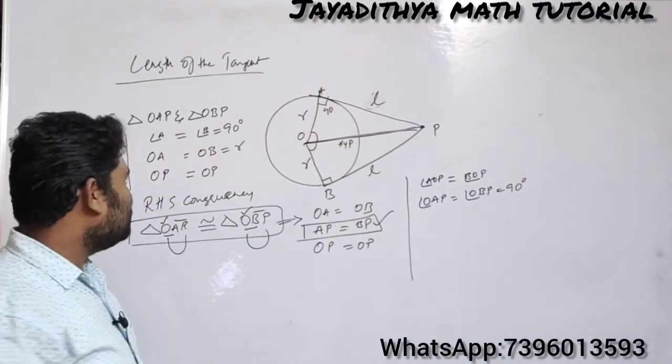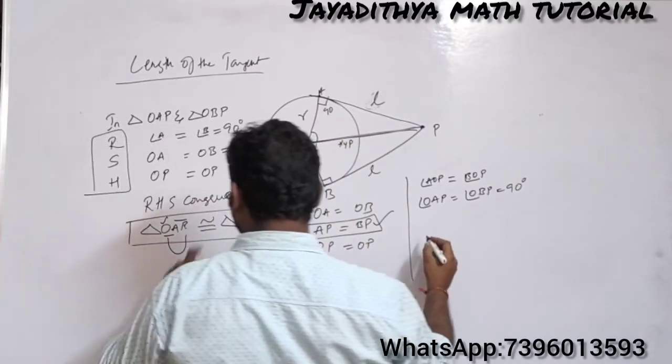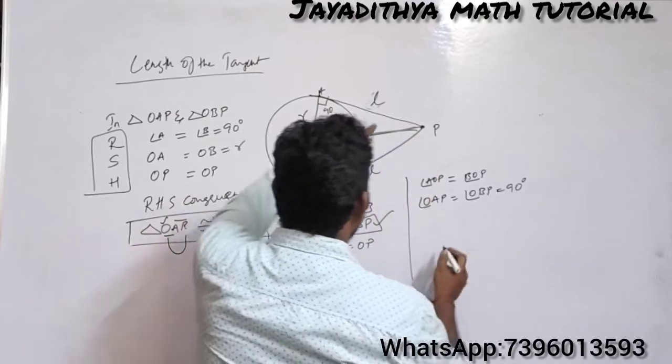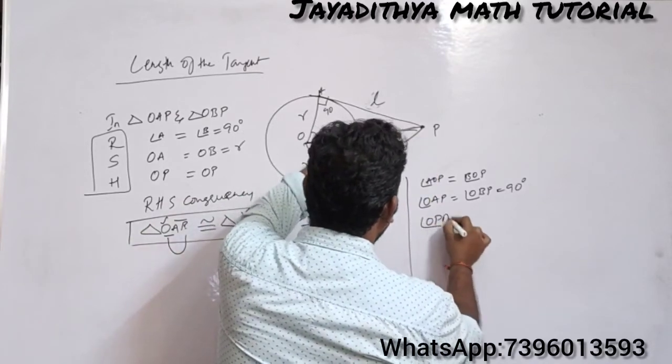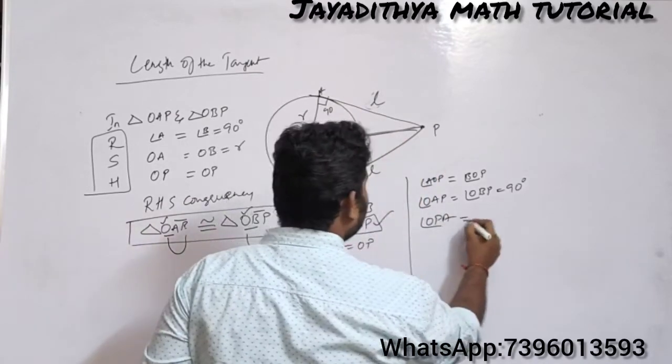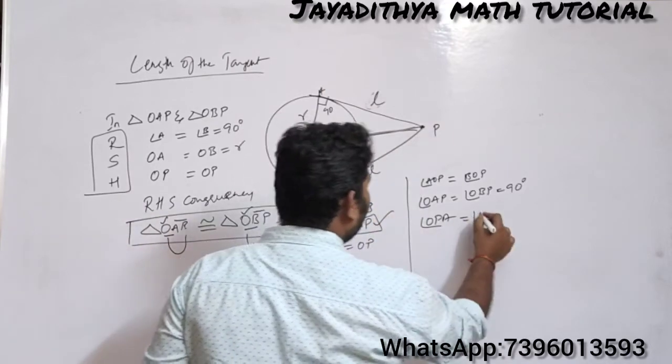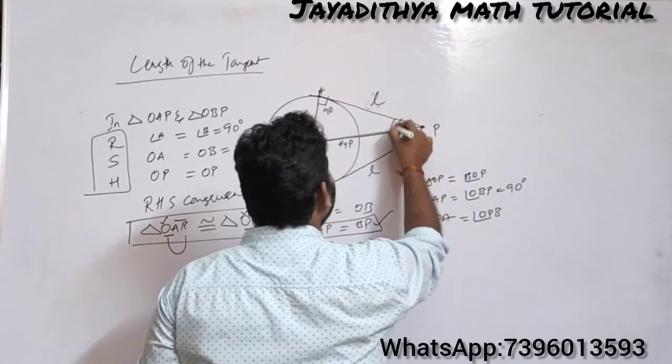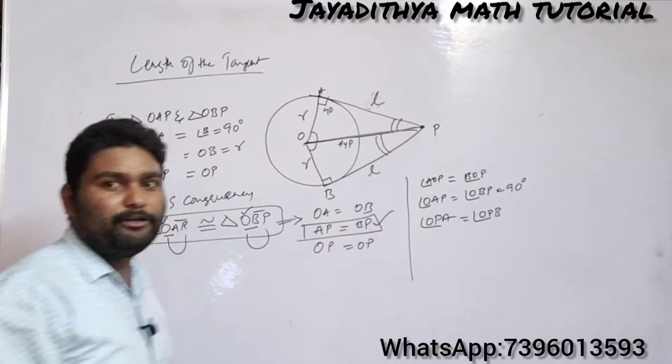And the last case, which is a very, very important case, is about angle P. So understand this one: angle OPA is equal to angle OPB. That means these two angles are also equal here.